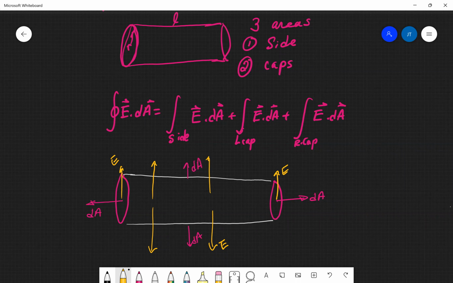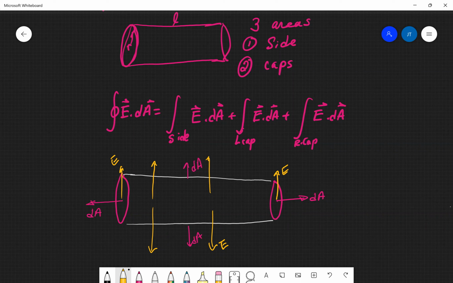Okay. Now again, what is E dot dA? E dot dA is basically the flux, well, on the side, it's the electric flux going through the side of the cylinder. And on the left cap, E dot dA is the flux going through the left side. And then the right cap, this integral here is the flux through the right cap.